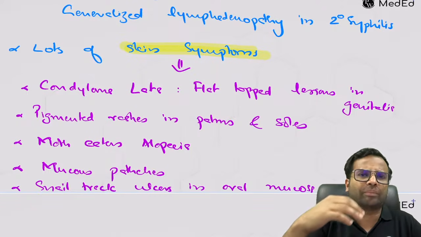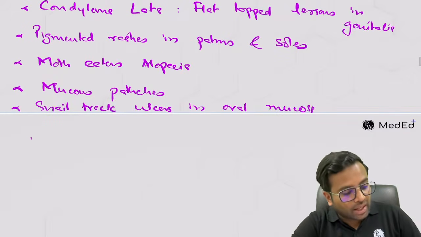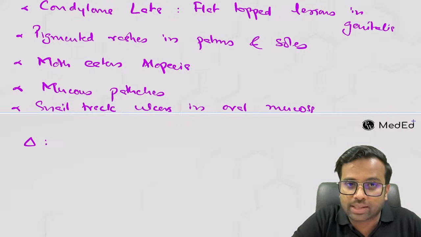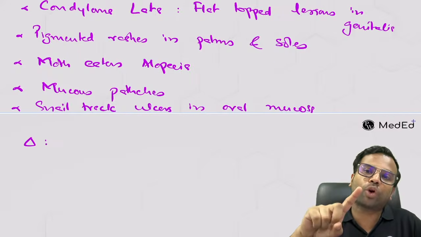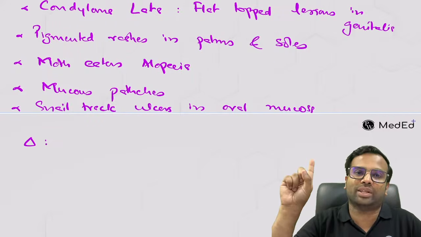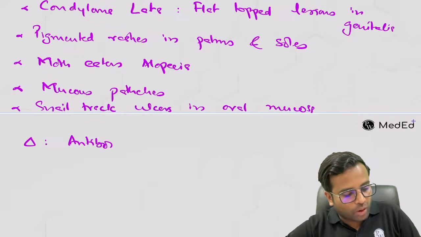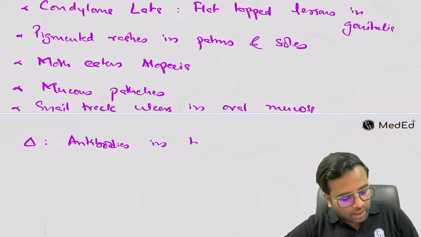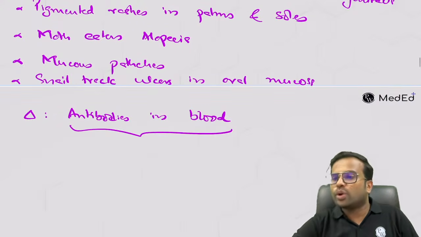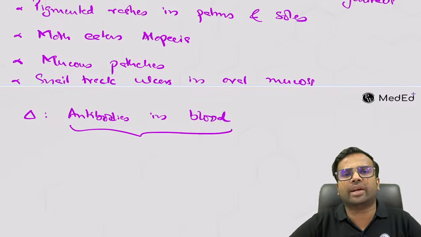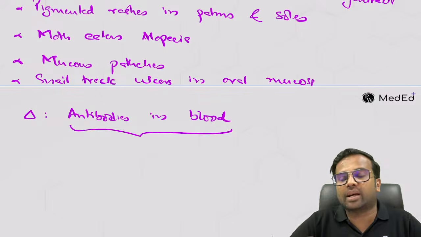Now, if a patient goes into secondary syphilis, how do you diagnose them? Here the diagnosis of secondary syphilis is not by dark field microscopy. Remember, dark field microscopy is only for primary syphilis. Now here it is done by testing for antibodies in the blood. What antibody testing can we do?